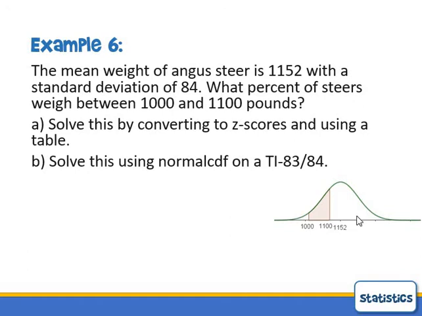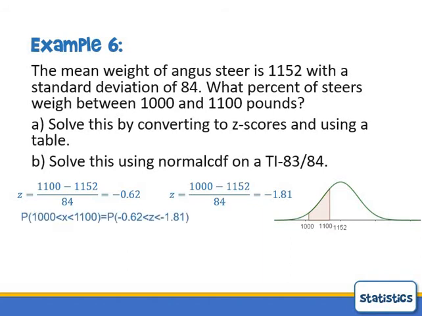But there's the picture of what we're trying to do. We have 1,152 in the middle. 1,000 and 1,100 are both less than that, so the area is going to look something like this. What I can do is find the two values from the table and subtract them. Okay. So I found the z-score for 1,100 by subtracting the mean and dividing by the standard deviation. I got negative 0.62. And then found the z-score for 1,000. Subtract the mean, divide by the standard deviation, got negative 1.81.